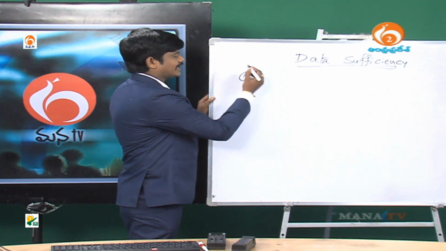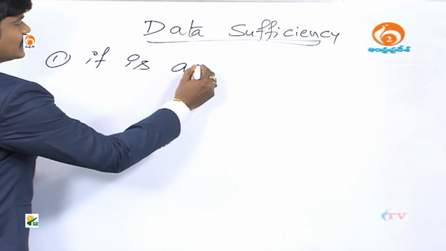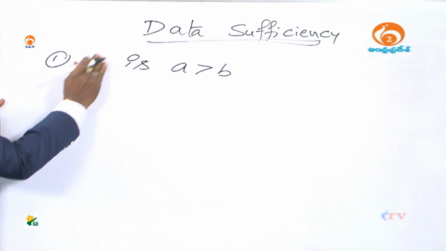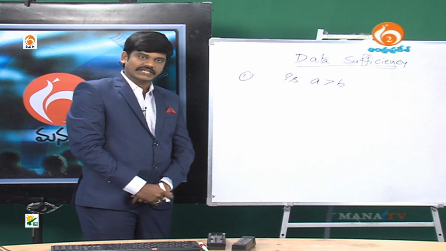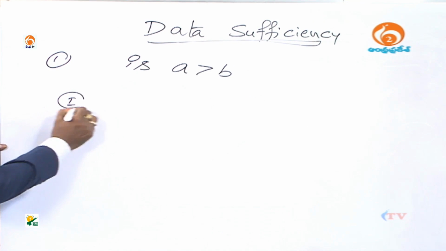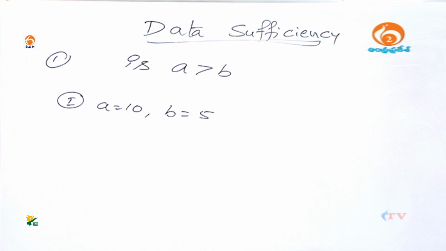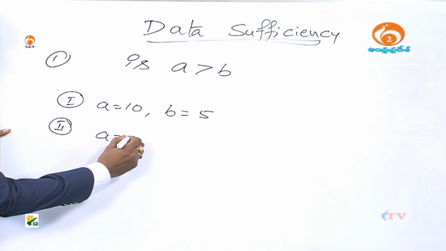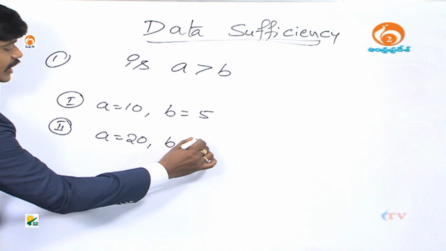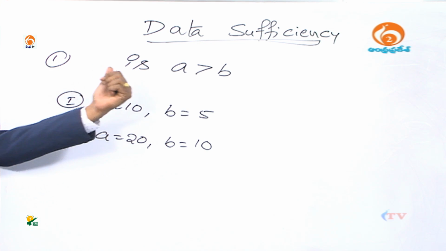For example, they are asking a question like: is A greater than B? That is the given question. For that given question, they give options again. The first option is A value equals 10, B value equals 5. That is the first option. And then they give the second option as A equals 20, B equals 10. By which data is sufficient to give an answer for the given question?